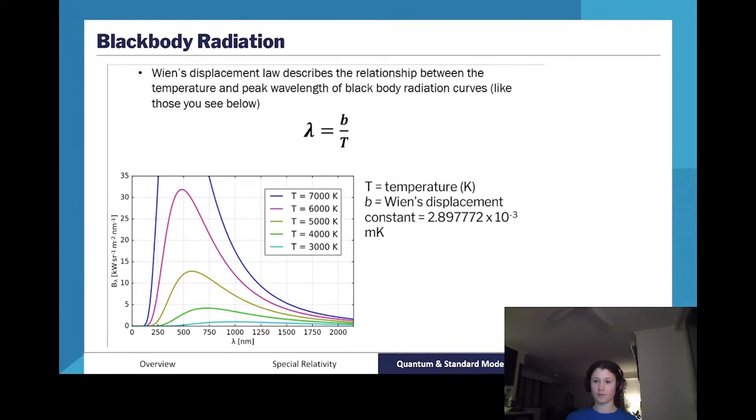Alright. We also have Wien's displacement law, and this describes the relationship between the temperature and the peak wavelength of black body radiation curves. And this is given by the wavelength is equal to b, Wien's displacement constant, over the temperature in kelvins. Make sure that you remember that this temperature is in kelvins. It's really easy to be given a temperature in degrees Celsius and then forget to change it around.